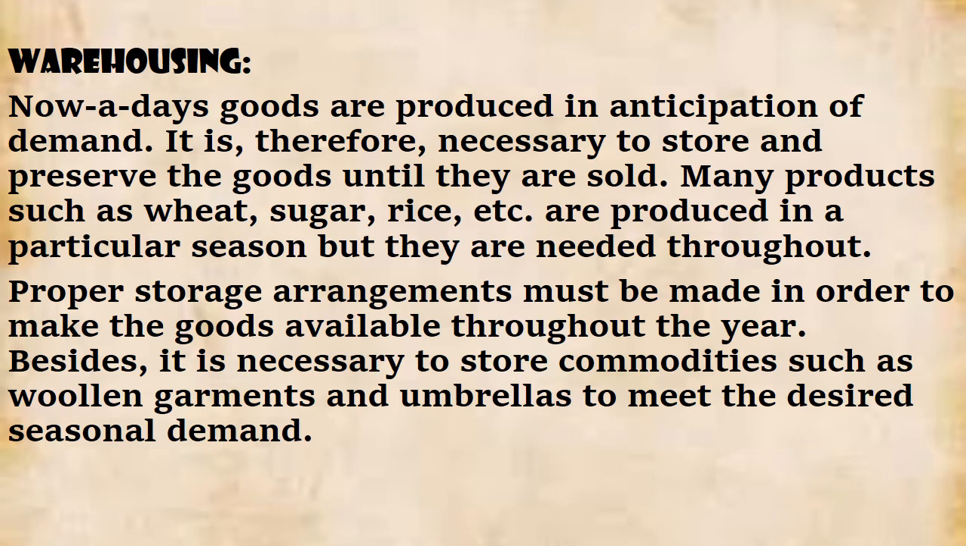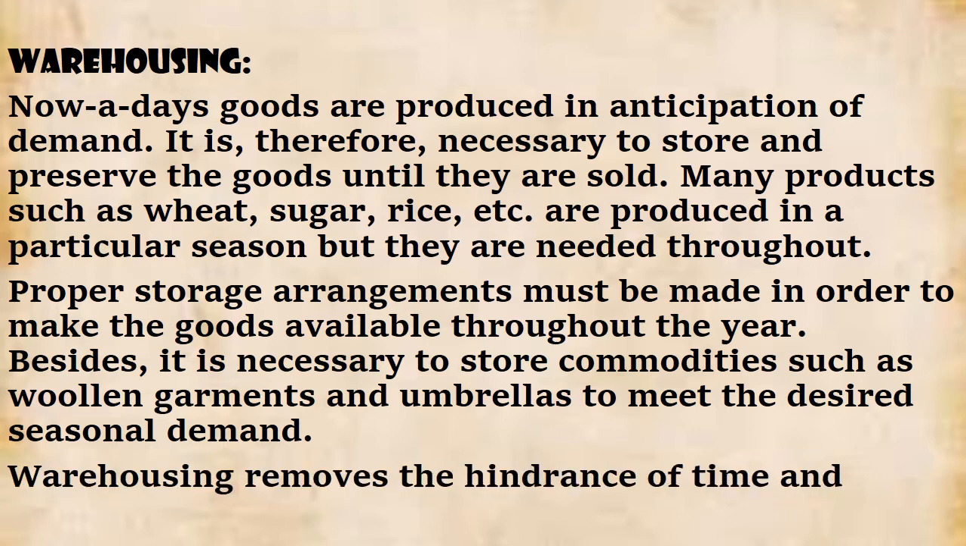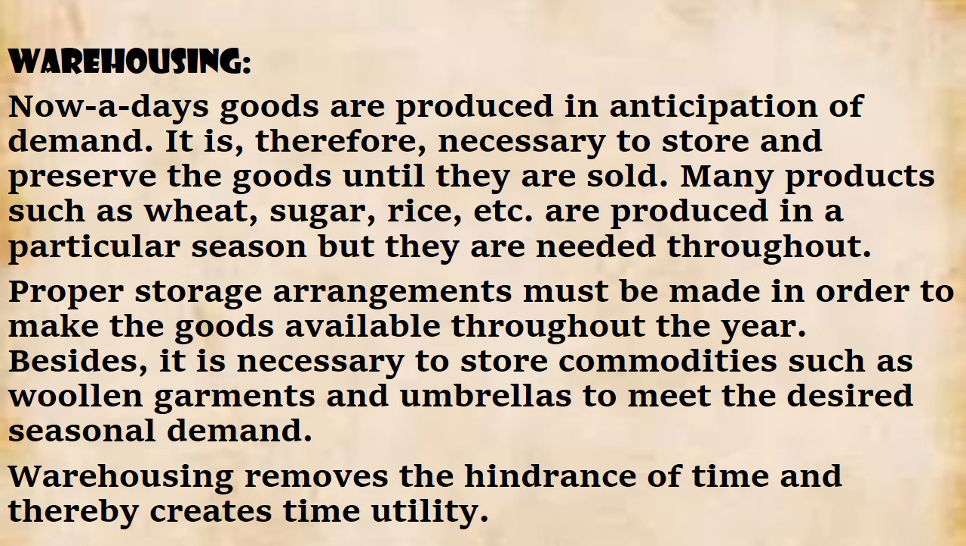Now the production of woolen garments and umbrellas does not start at the time of the rainy season for umbrellas or at the time of the winter season for woolen garments. If they start production at that time, when will they sell? So they start production earlier, and till the seasonal demand is there, they store these commodities in the warehouse. Warehousing removes the hindrance of time and thereby creates time utility.